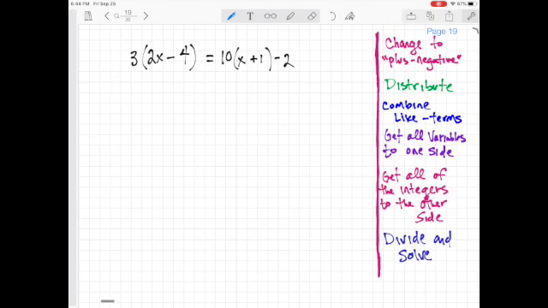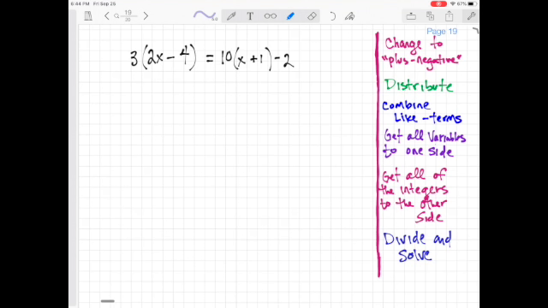All right, so we have this problem here. This is an example from 1.3. Let's just follow the steps. Let's just work our way down these steps on the side here. Let's just follow these as we go.